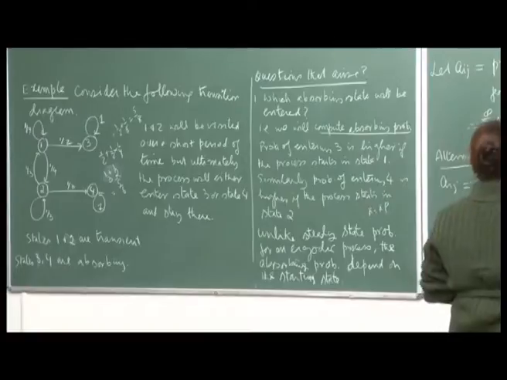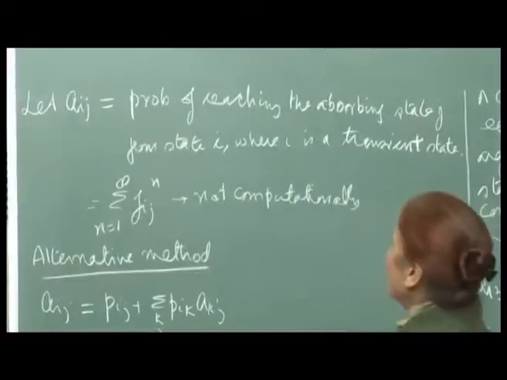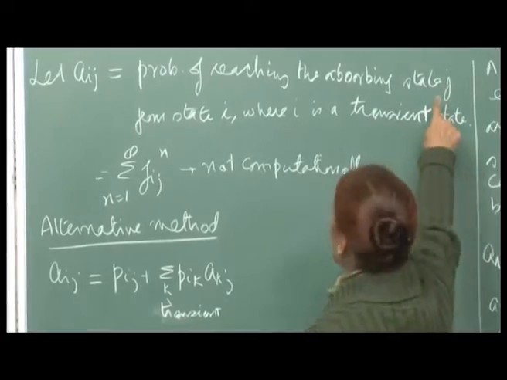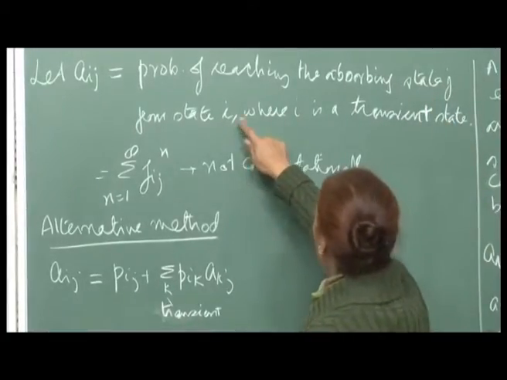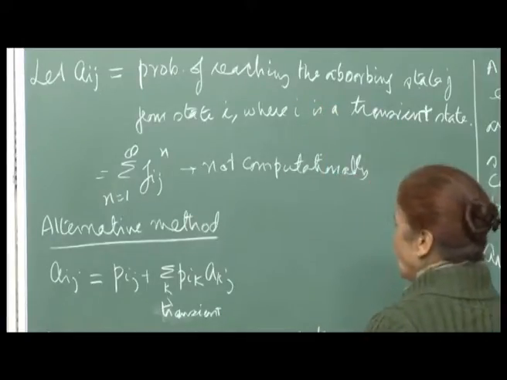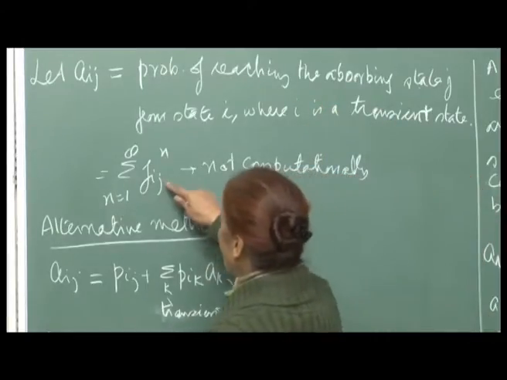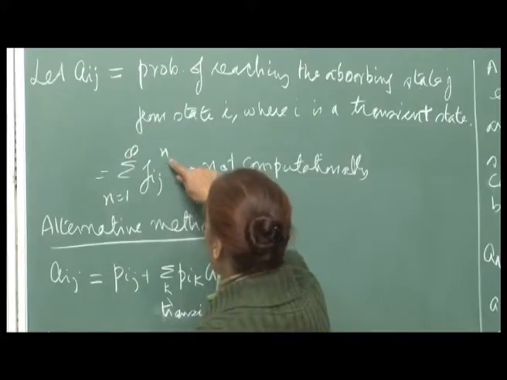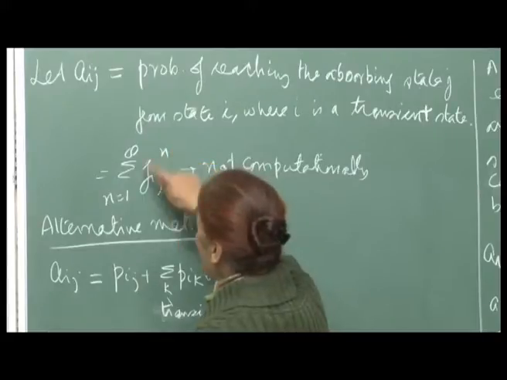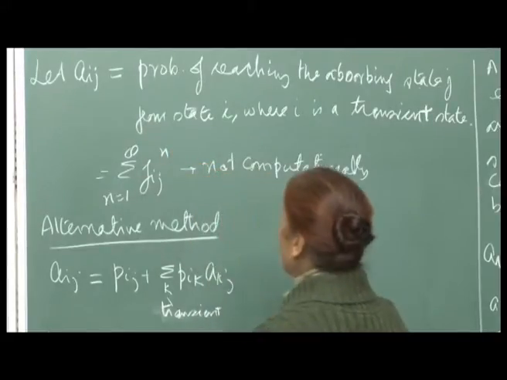So, let me make these definitions. Aij is the probability of reaching the absorbing state j from state i, where i is a transient state. We want to compute this. Now, of course, one way is that you can use the first passage probabilities, Fij, that means for the first time you transition from i to j in n steps, and then you sum this up from n equal to 1 to infinity.